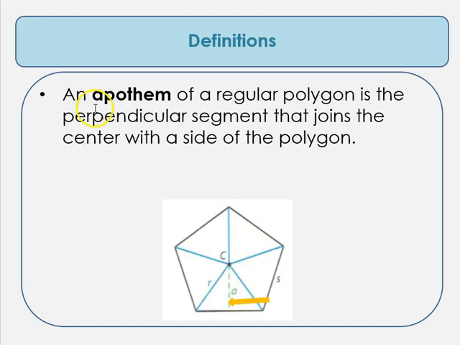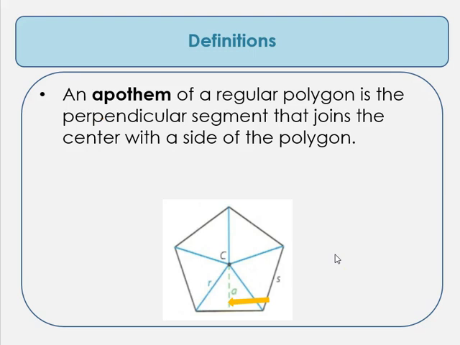We have a new expression here, apothem. The apothem of a regular polygon is the perpendicular segment that joins the center with the side of the polygon. So here's an apothem right here. And many of you are going to say, wait, this looks like an altitude. Well, you're correct for some polygons. In some polygons, the altitude will be the apothem.